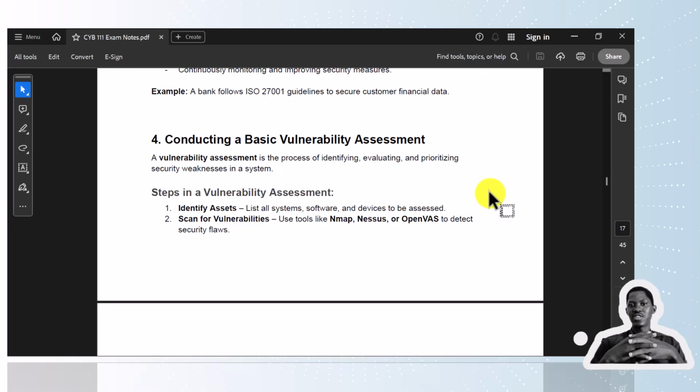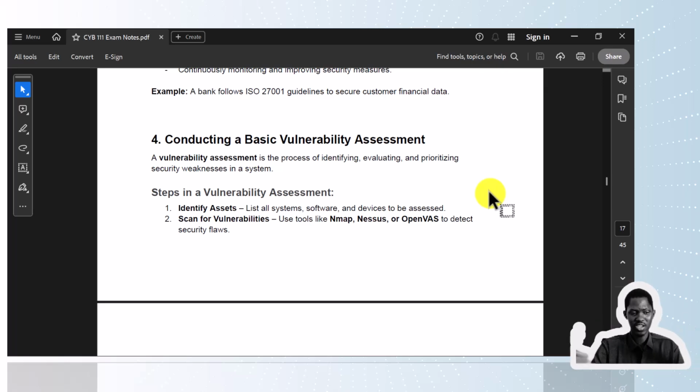Now, conducting a basic vulnerability assessment. When we started, I said by the end of the lesson, you should be able to conduct a basic vulnerability assessment. What is a vulnerability assessment? A vulnerability assessment is the process of identifying, evaluating, and prioritizing security weaknesses in a system. Vulnerability and weakness. So the assessment is the process of identifying these vulnerabilities, evaluating them, and prioritizing them, because there will be different weaknesses. So you prioritize according to the one that is the most important, the one that is the least important. You get. So steps in the vulnerability assessment now.